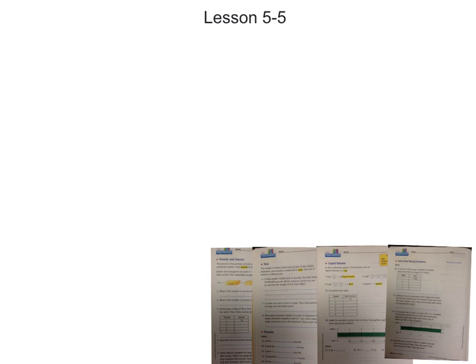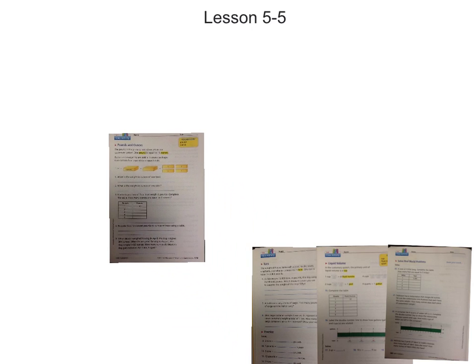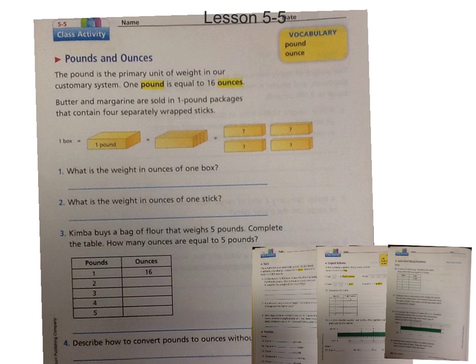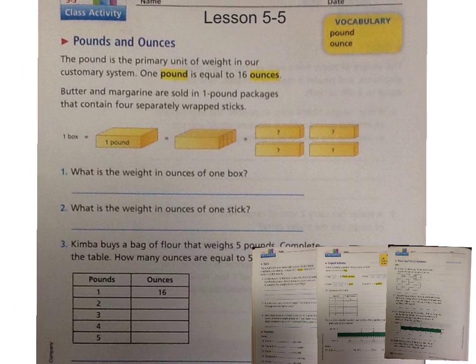Alright, boys and girls, today's lesson, lesson 5-5, and we're going to continue with conversions of different types of measurements. So, today we're going to talk about the pound and ounces. There's not a whole lot other than 1 pound is equal to 16 ounces. So that's the main thing you have to know.